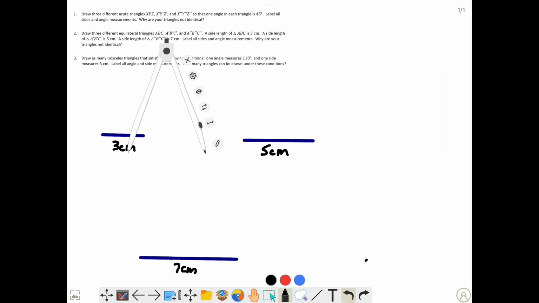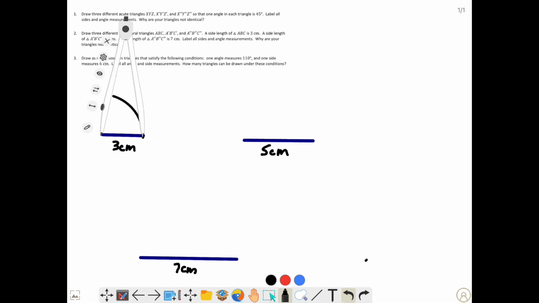Now to create the triangle, we want all 3 sides to be the same length. So we're going to use our compass to swing an arc that is 3 centimeters from the end point. And then we're going to switch sides, and we're going to put our pencil on the other side and our pointy part on the opposite side and do the same thing.